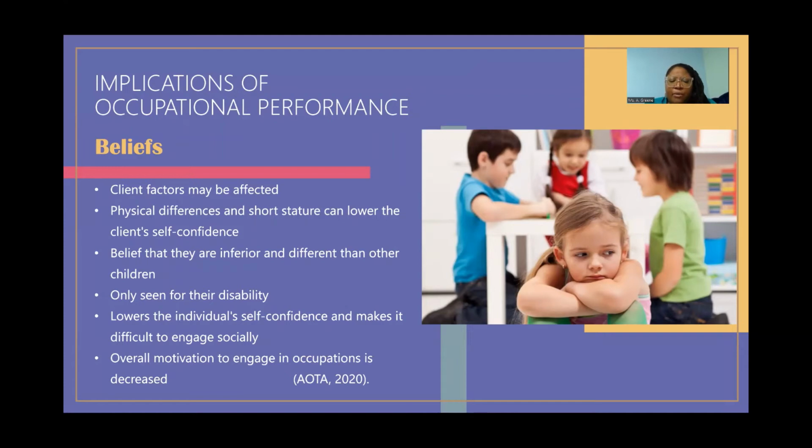So their overall motivation to engage in occupations is decreased because of those self-confidence issues and the way that they're feeling. And those beliefs are something that an occupational therapist would work on with a person with skeletal dysplasia, in order to change that mindset so that they would be able to participate and have friends and be more comfortable with who they are.